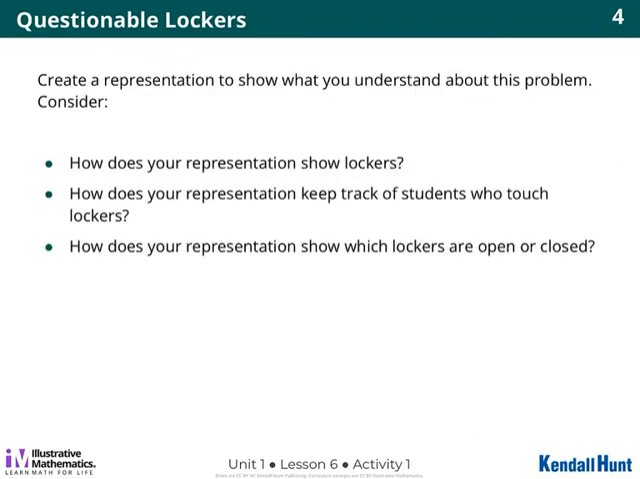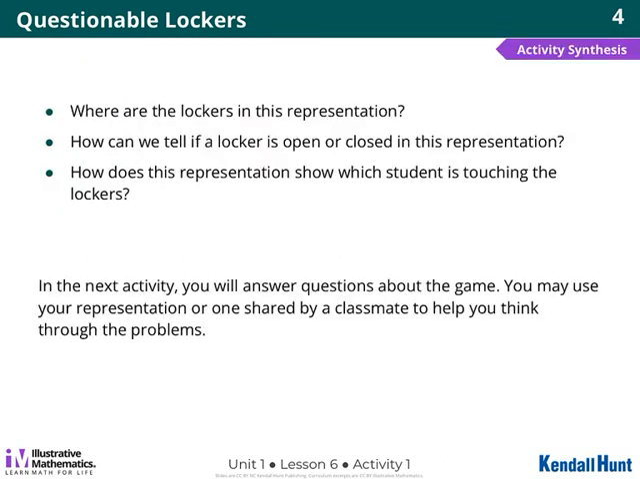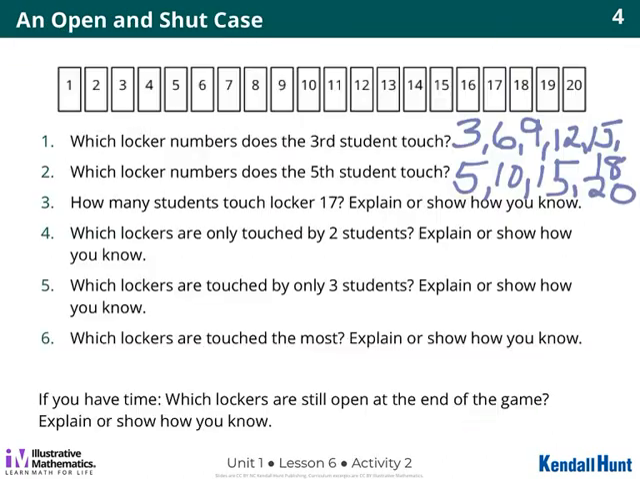How many students touched locker 17? I have to look at my little diagram. How many touched 17? 1. What kind of number is 17? Prime and odd. So it doesn't have very many factors, does it? 1 and itself. Isn't that interesting?